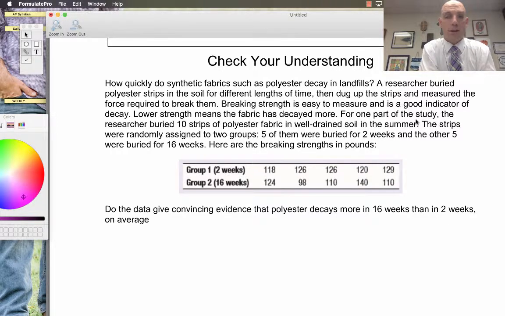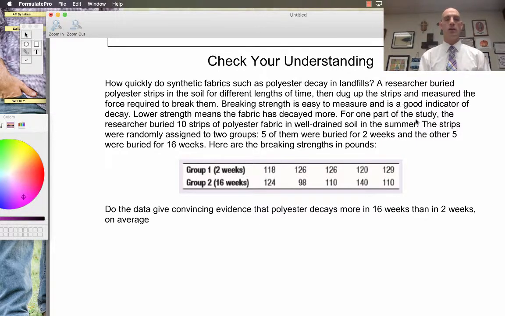For one part of the study, the researcher buried 10 strips of polyester fabric in a well-drained soil in the summer. The strips were randomly assigned to 2 groups. 5 of them were buried for 2 weeks. The other 5 were buried for 16 weeks. Here's the breaking strength of them in pounds. So we've got these 2 groups of strips of cloth, 5 each. We're going to measure the difference in the mean breaking weight to see if there's a significant difference in the breakdown for the time that they were in the landfill.